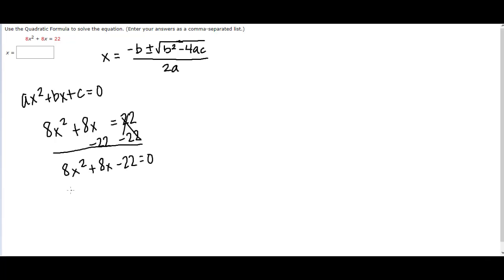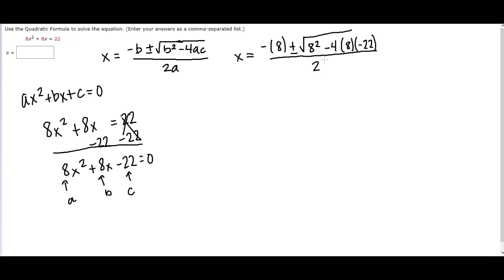And now we recognize here that this is a, this is b, and that number right there, negative 22, is c. And now we can plug and chug. So we have negative, and then our b was 8, plus or minus the square root of b squared minus 4 times a times c, and we're going to divide that by 2 times 8.